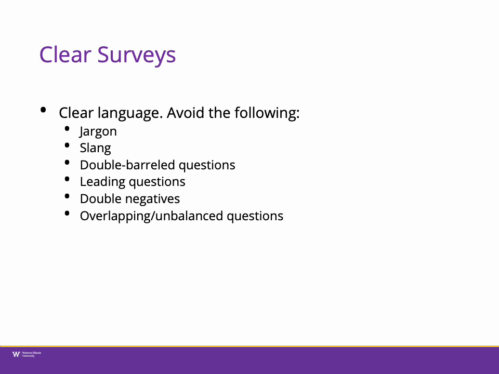You want to avoid double-barreled questions. Don't ask two questions in one sentence. Do you like pizza or herding puppies? Strongly agree to strongly disagree. Wait, what? I only like one of those. How do I answer that question, right?